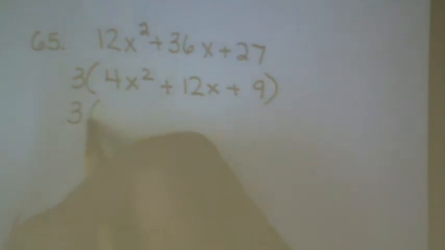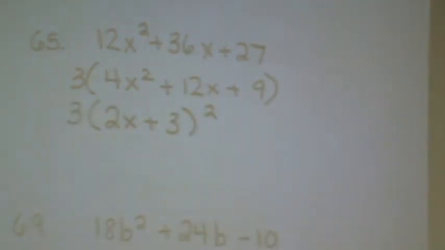So now see if the product of one of each of these, so 2x times 3 is not, 2 times 3 is 6, and then times 2 gives you your 12. So this is going to be 2x plus 3 quantity squared. That's a perfect square trinomial.